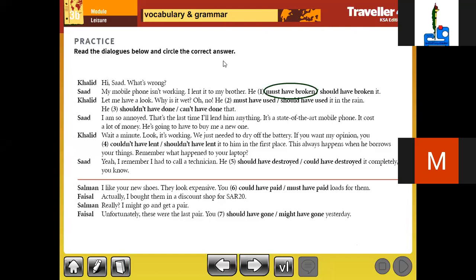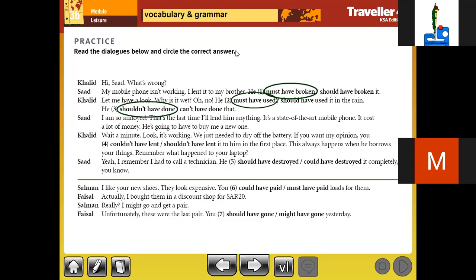Why is it wet? Oh no, he must have used, well, should have used in the rain. The same thing, I'm almost sure that he used it in the rain. He shouldn't have done, well, I can't have done that. Here we are criticizing his behavior. So we use shouldn't have done or can't have done. It will be shouldn't have done.